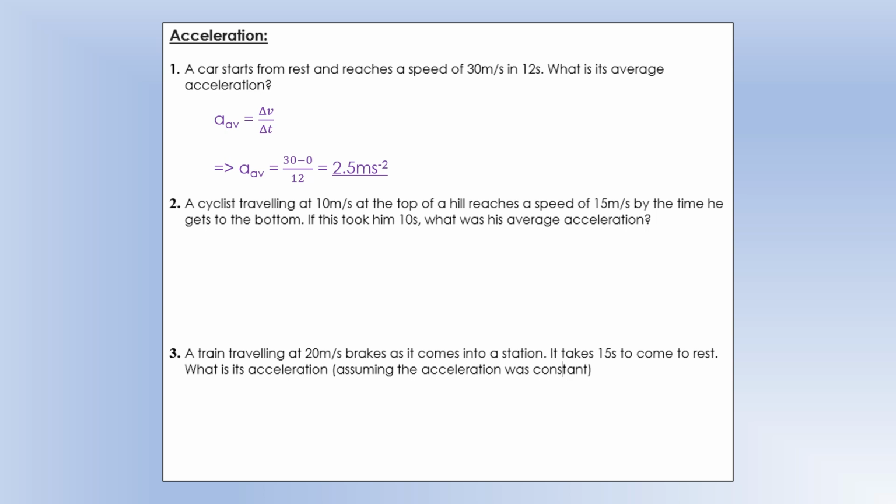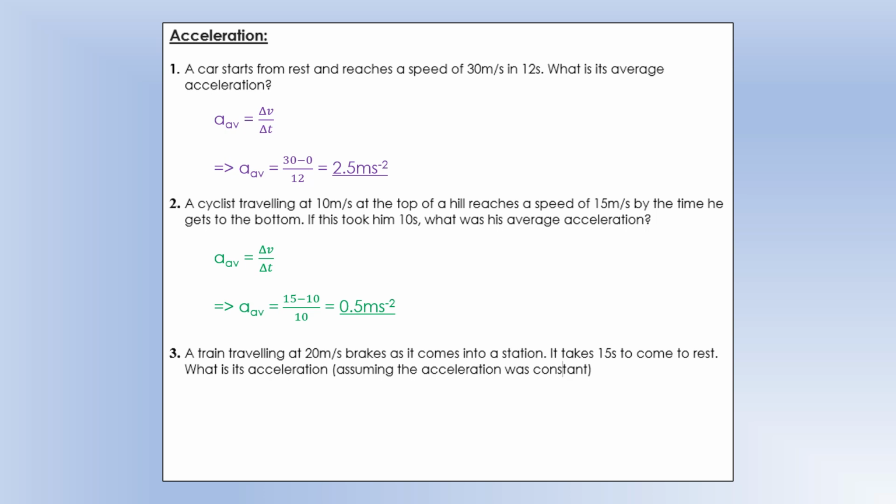Okay, so a cyclist travelling at 10 meters per second at the top of a hill reaches a speed of 15 by the time he gets to the bottom. If it took him 10 seconds, what is the average acceleration? So the only difference with this question is instead of subtracting 0, we subtract 10 because that was the initial speed. So the speed has changed by 5 meters per second. Divide by 10 gives us 0.5 meters per second squared acceleration.